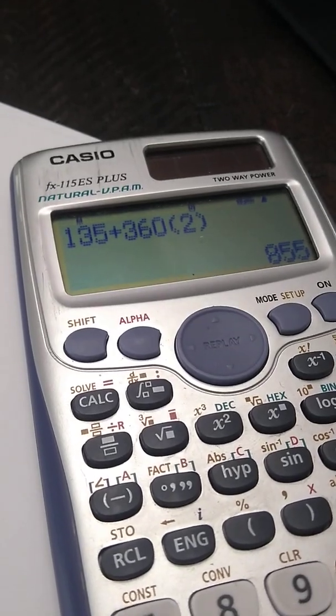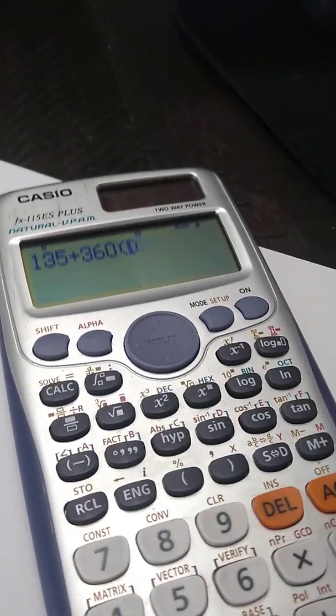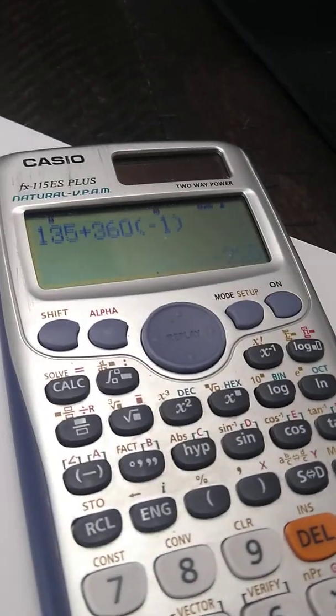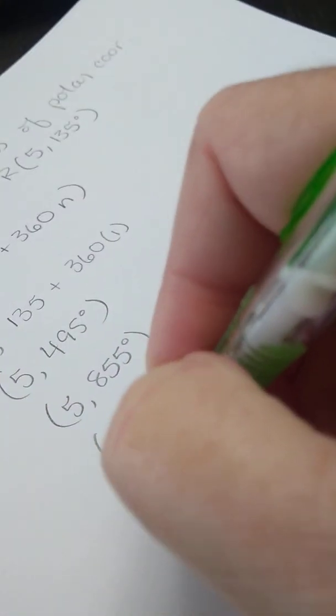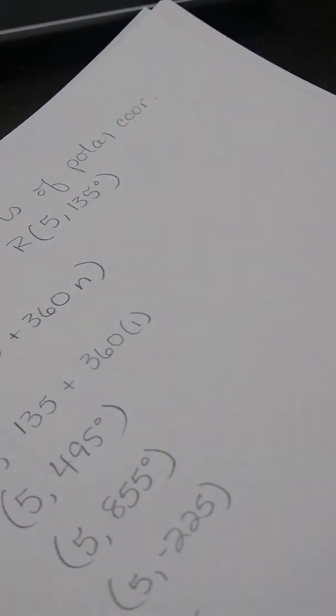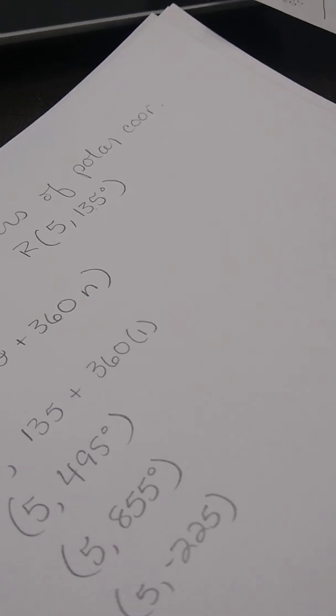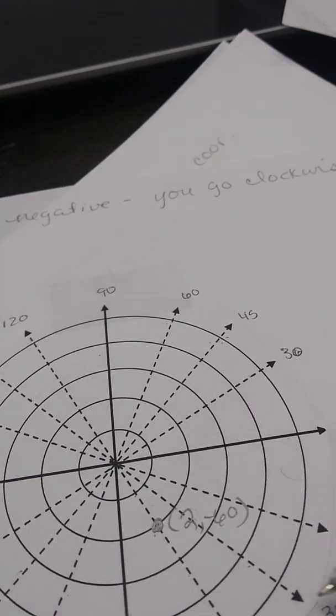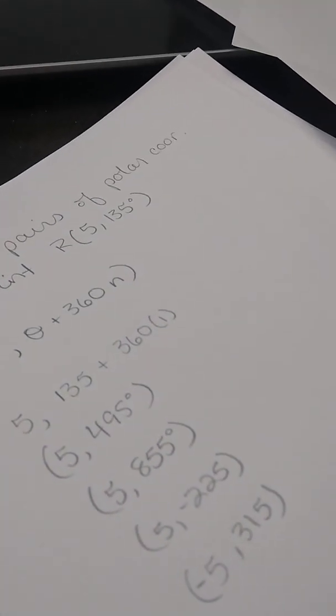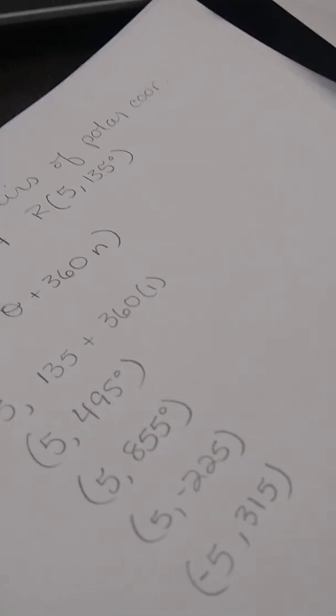And then I'm going to let it be a negative. That way I get a negative angle. Whoops. So scroll back up in here and let it be -1. So then I get -225. So then it's 5, -225. Okay? And then a -1 could be -5, and then across from 135 is 315. So I could say -5, 315. So there's 4 angles that you can use that are other coordinates for that same exact point.